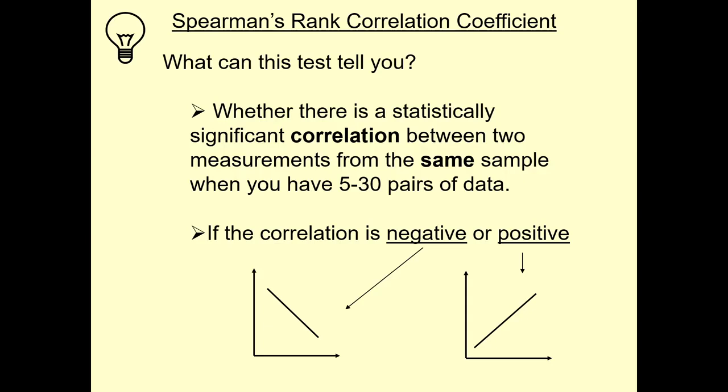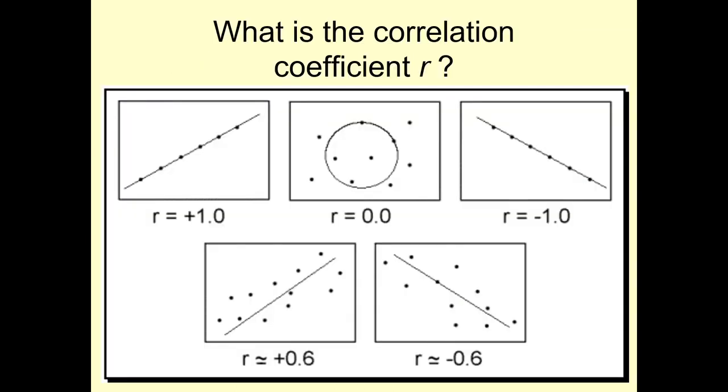But instead, we're going to work out the coefficient. So the coefficient is R, and it will give you a value. It looks something like this. You can have a number between -1 and +1. -1 being a negative correlation, +1 being a positive. 0 is where there is no correlation at all. And if it's halfway, then it's slightly negative or slightly positive.